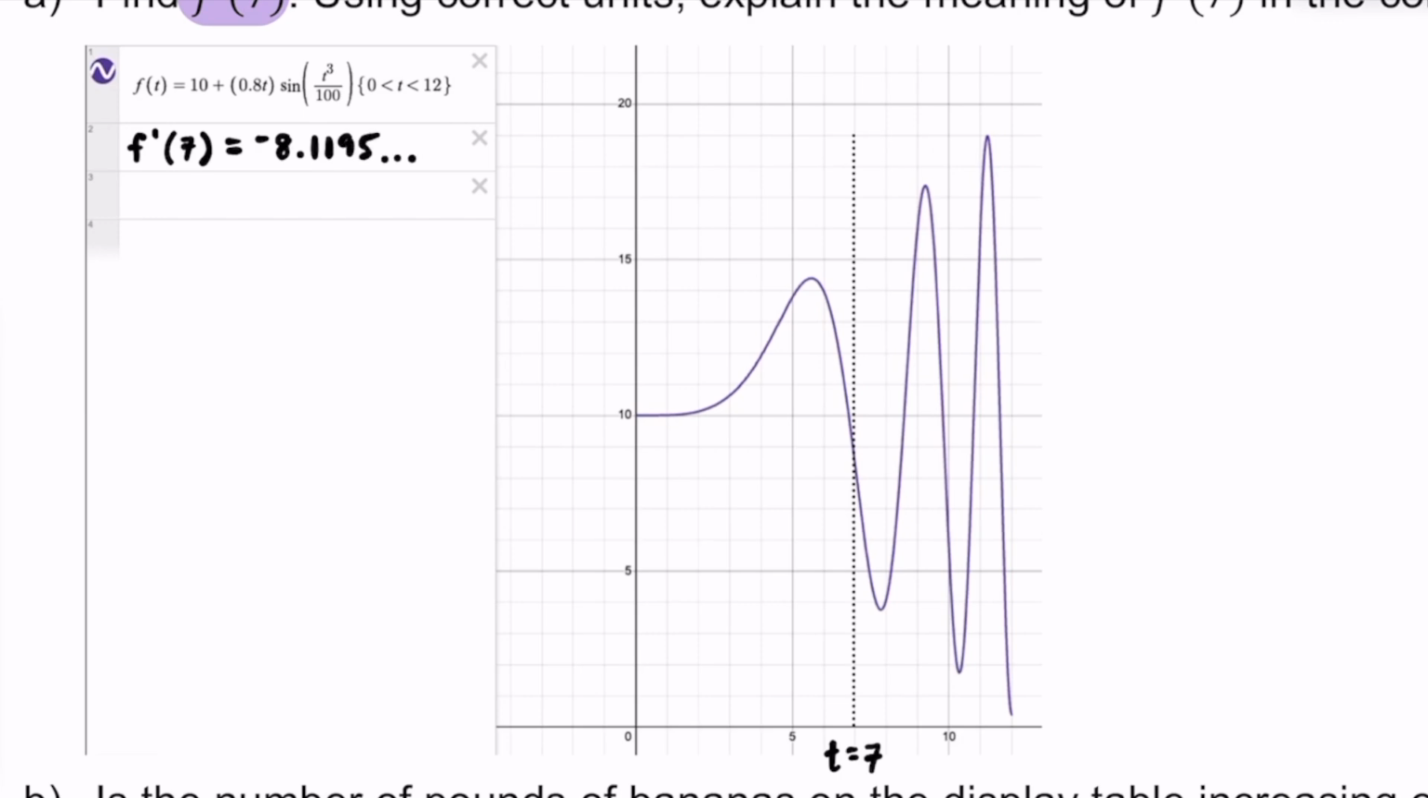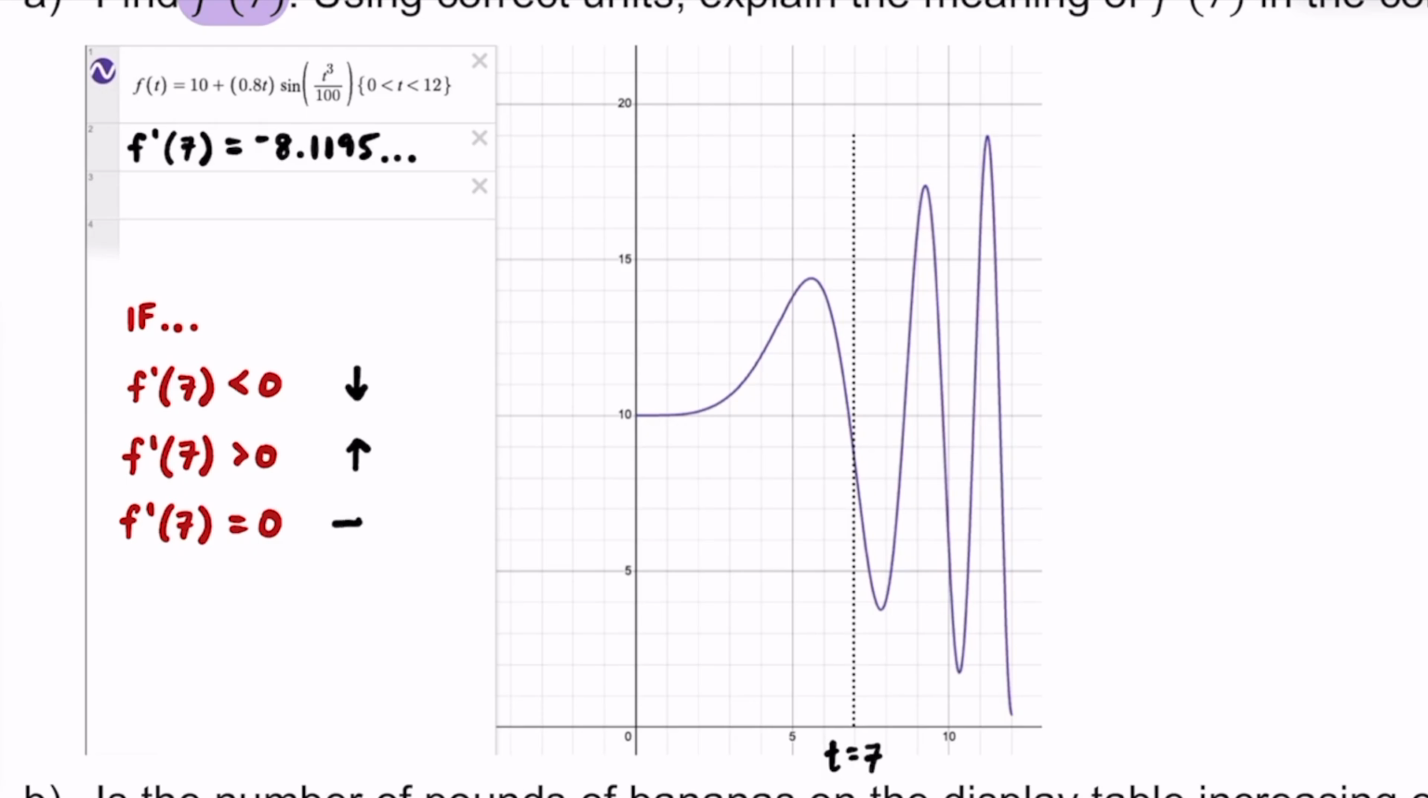Now that we know what f prime of 7 is equal to, we just have to interpret what that means. If f prime of 7 is less than 0 or negative, that means the rate at which the bananas are being taken is going down. If f prime of 7 is greater than 0 or is positive, that means they're increasing the rate of bananas they are taking from the display shelves at time equals 7 or 7 hours in. And this is good to think about too. If f prime of 7 is equal to 0, that means that the rate at which these bananas are being taken from the shelves is just staying constant. It's not changing, it's just a constant rate of change.